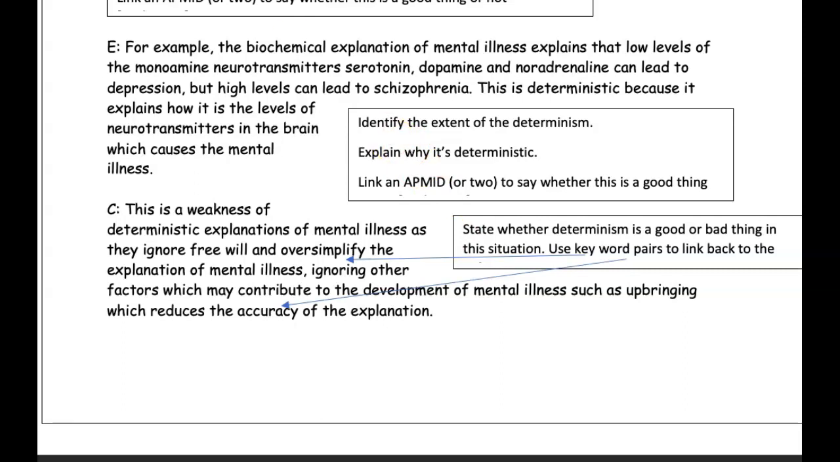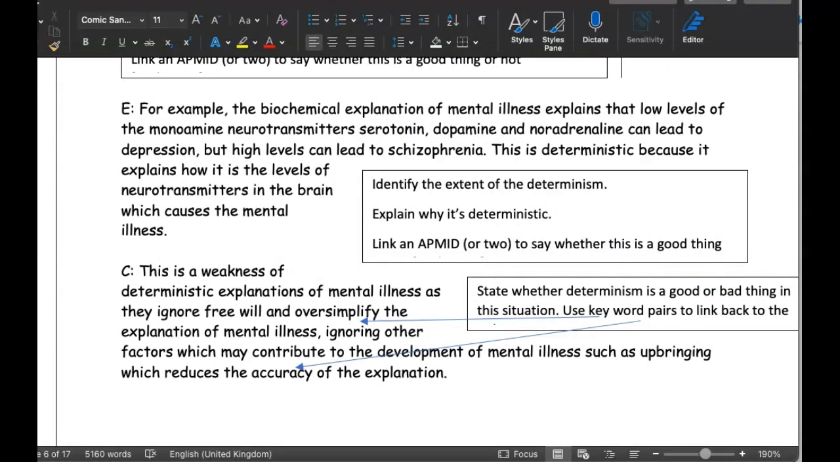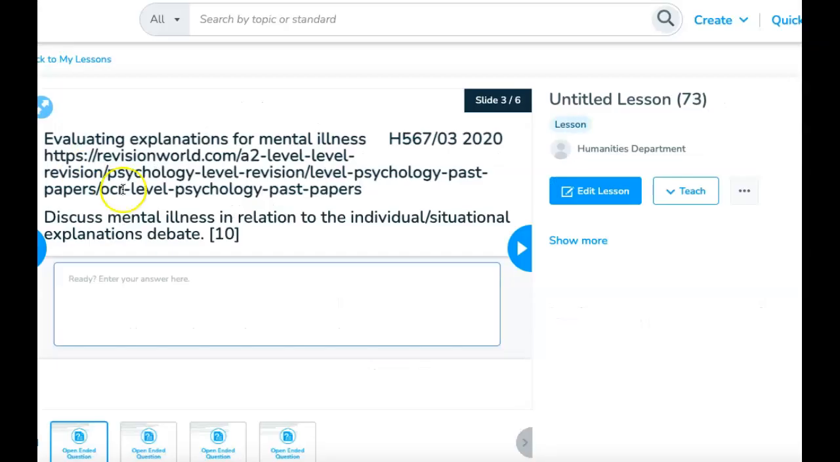You can see you've got another example in your booklet. I'll just show you the Nearpod that goes with this, because you're going to be expected to have a go at that. There it is. Okay, so this one here: discuss mental illness in relation to the individual situational explanations debate, just slightly different to the determinism one.